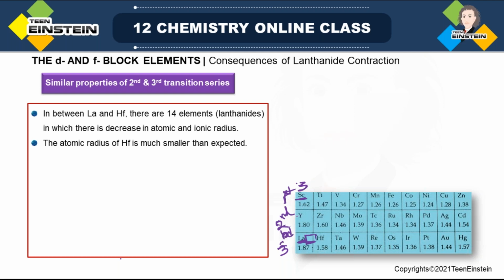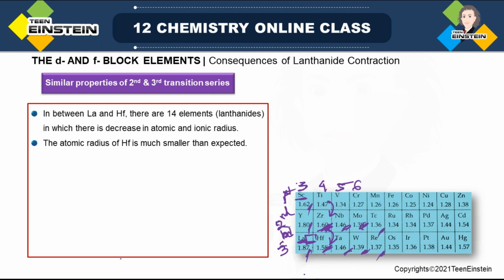As we move down, obviously the size will increase because the number of periods is increasing, there will be an extra added valence shell. So there is a smooth increase. See, 1.62, then 1.8, then 1.7. But when you move to group number 4, 5, 6, etc., when you move from first transition series to second, there is a normal increase. But when you are moving from second to third, these two values are almost the same. See, all these values are very close.